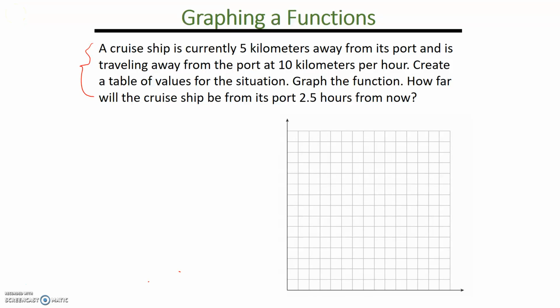All right, guys, for this problem, it says a cruise ship is currently 5 kilometers away from its port and is traveling away from the port at 10 kilometers per hour. Create a table of values for the situation. So this is my instructions here. I have to make sure that I create a table of values. Let me go back.